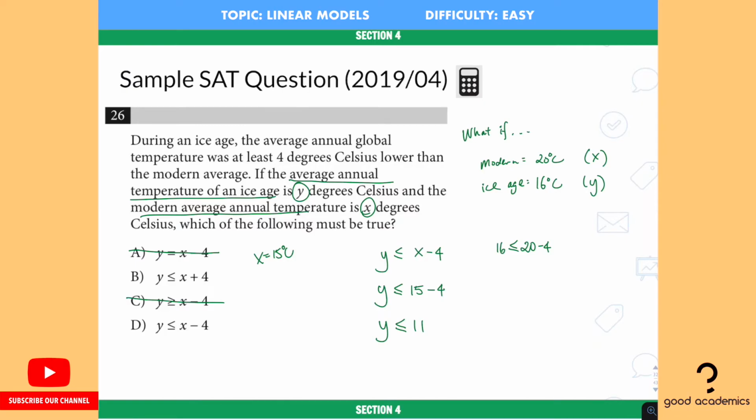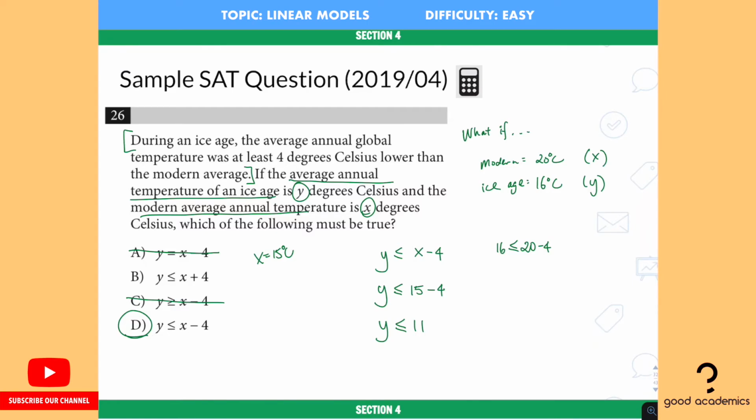So the ice age temperature is going to be 11 degrees Celsius or less, which makes sense. It agrees with the very first statement that the ice age annual average temperature is at least 4 degrees Celsius lower than the modern average. So that's how we get the answer, choice D. Very simple. Just make sure that you test it out and confirm your choice.